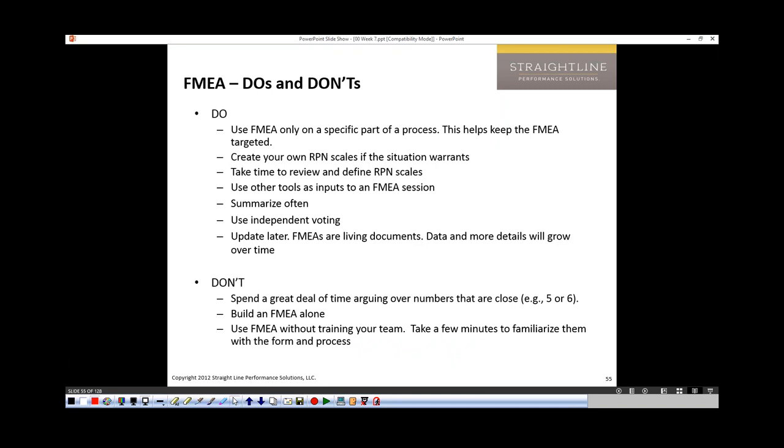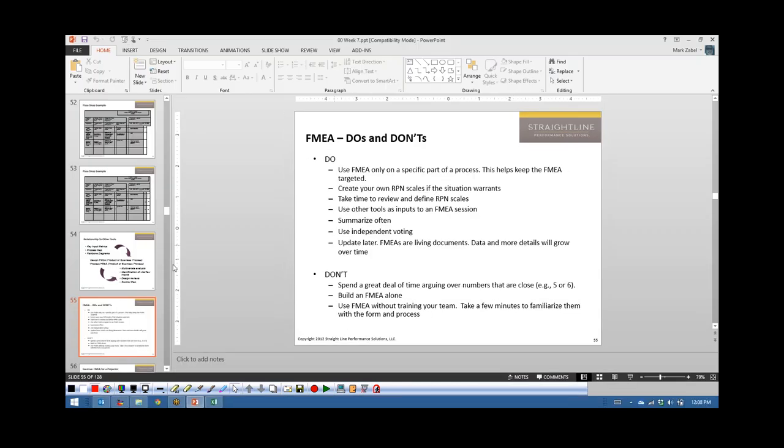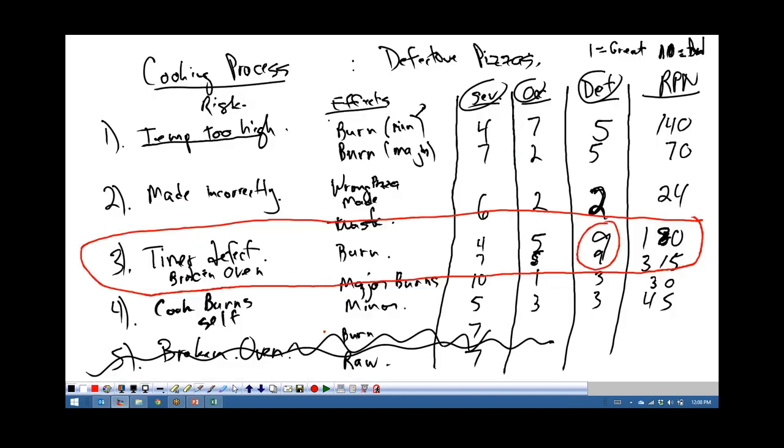So at this point, I'm just going to stop, and I'm going to ask you what questions you have about FMEA before I ask you a couple of questions. I'll put up our finished, beautiful FMEA before we move on. So what questions do you have about this?